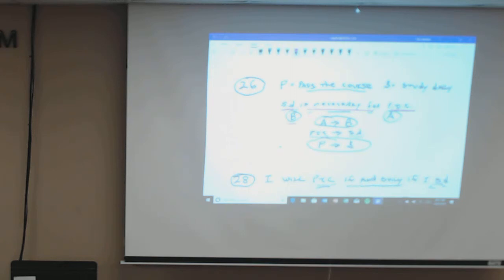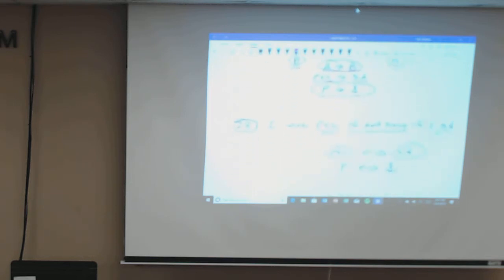So B is necessary for A. Remember that from the chart? B is necessary for A is equivalent to if A then B. So what's A? Passing the course. So if you pass the course, then you study daily. Or if P, then S, if you did it in symbolic form, using the symbols that they gave you up here.